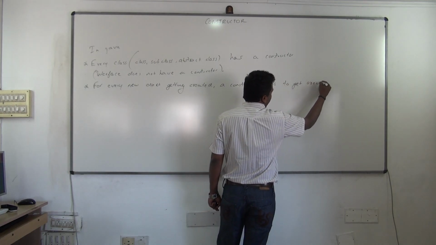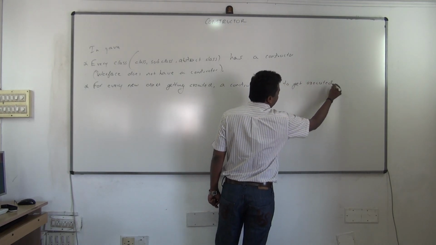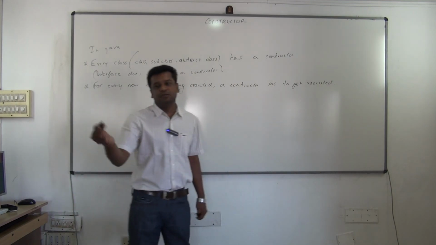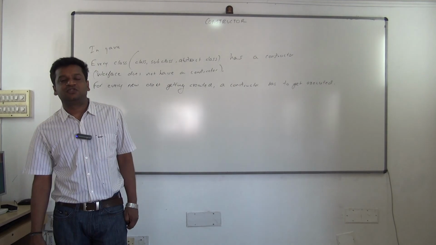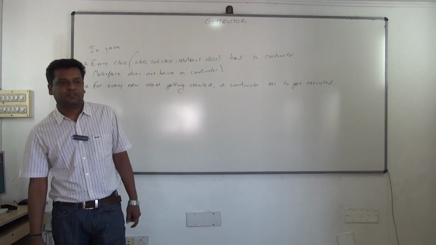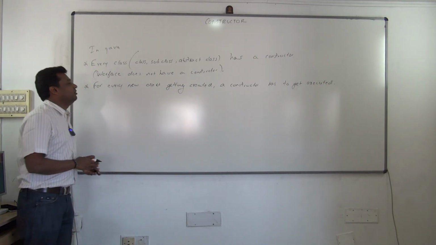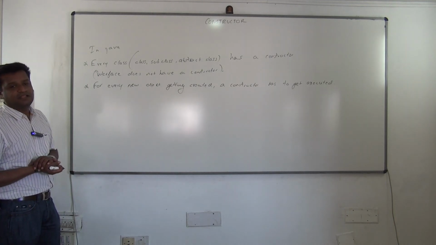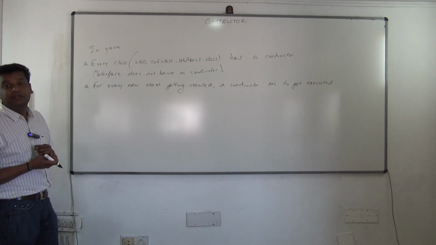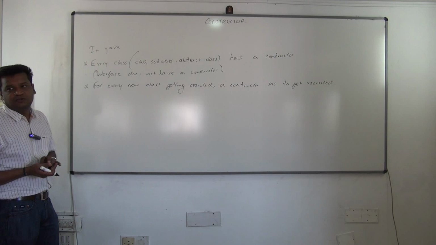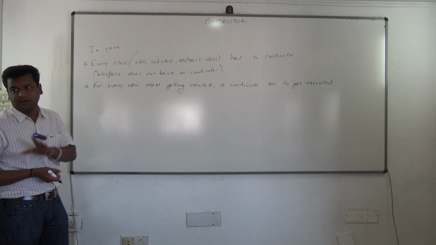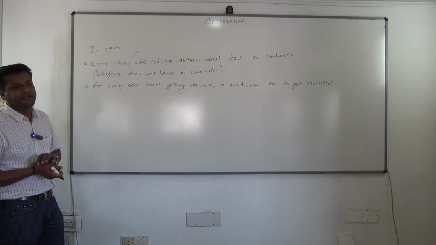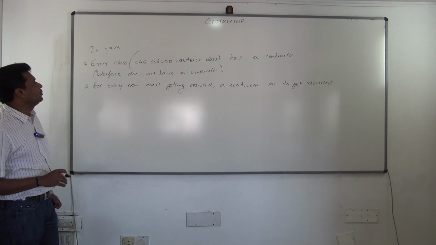So the other way around, if the constructor is not getting executed, what happens? The object has not been created. Understood? These 2 rules in Java are mandatory. For every new object getting created, a constructor has to get executed. Only when the constructor completes execution do we say the object has been created successfully. These 2 points you have to remember.